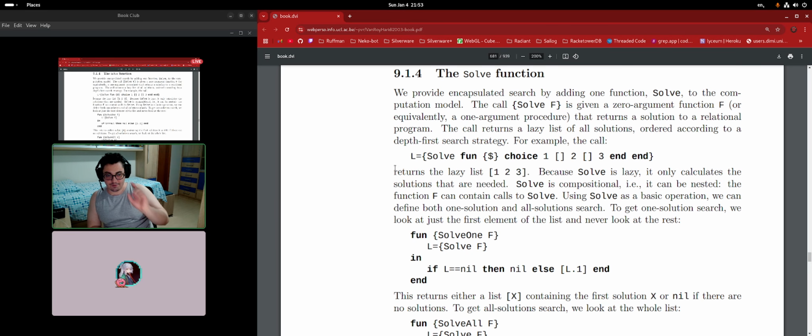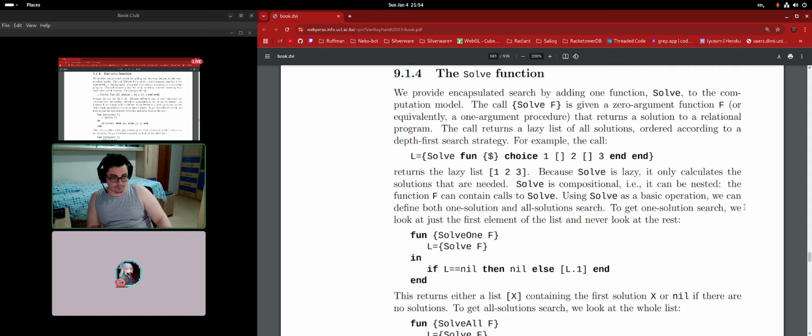And then another important thing is that this returns a lazy list, right? So you have a function, a lambda here, that you are passing to solve as an argument, and there's a choice of three numbers, and this will return you the lazy list. The reason it's lazy is because this search may potentially have infinitely many results, right? If it's recursive, it's not going to halt. It only calculates the solutions that are needed.